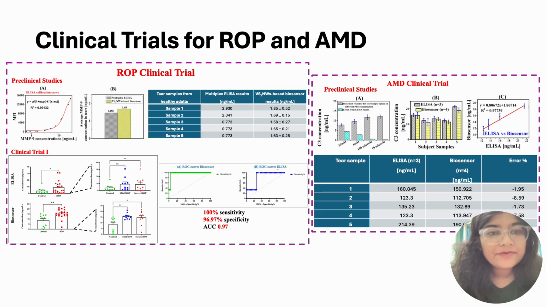For ROP sample, we got excellent results with our kit, that is 100% sensitivity, 96.97% specificity. And in case of AMD, we can see that the kit response is correlated with ELISA response, and we get accuracy of about 97.7%. That means this biochip has the capability to go for further clinical trials and thereby for community based screening.